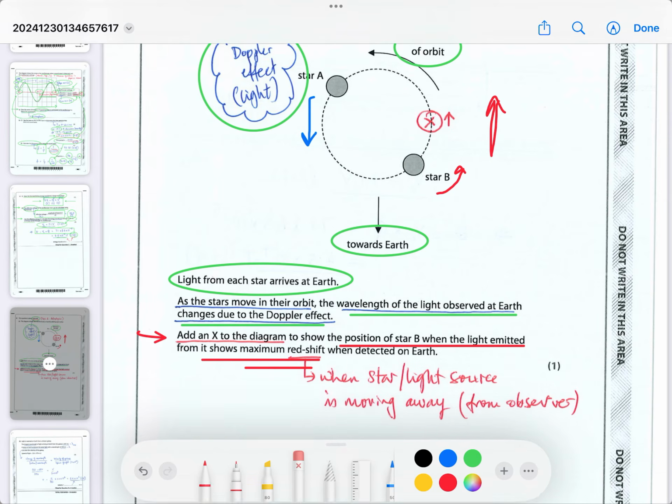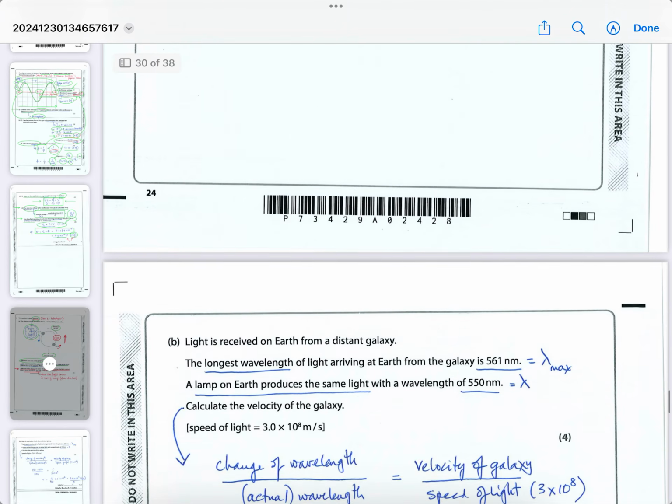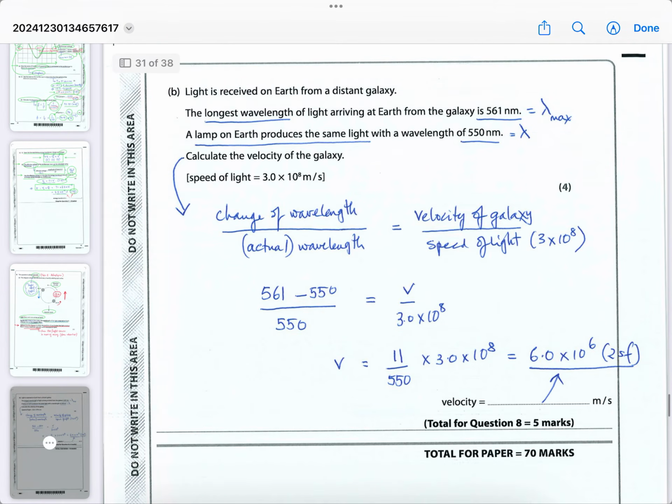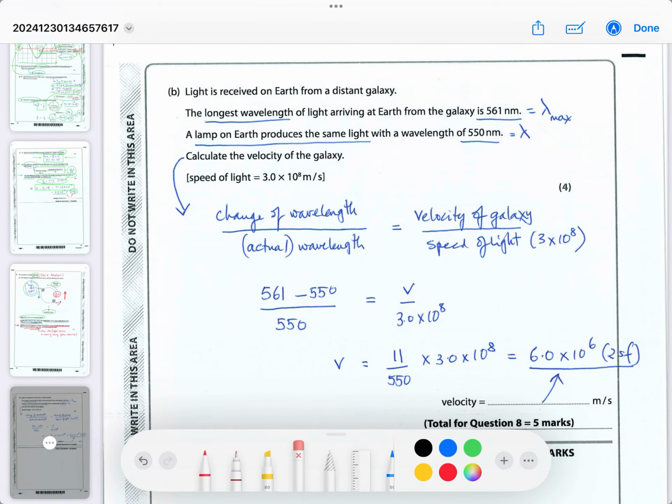Okay. This is not a very long question, by the way. It then says, here's the final part of the question, part B. So now that you understand what redshift is, light is received on Earth from a distant galaxy. The longest wavelength of light arriving at Earth from the galaxy is 561 nanometers. Okay, so that's the longest wavelength of light when it's moving away from us.